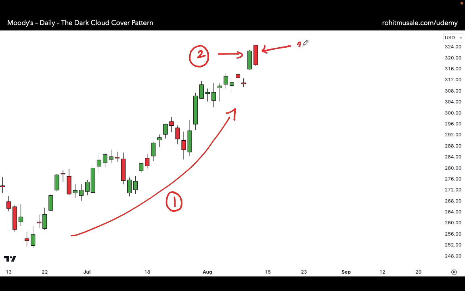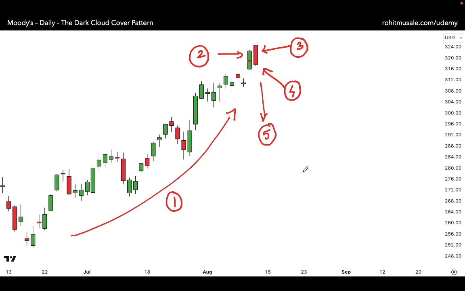Condition number three, the second candle should be a tall red real body. Condition number four is that the second candle should close below the midpoint of the first candle's real body. So if this is the midpoint, the closing of this red candle should be below that midpoint. Condition number five, ideally, the second candle opening should be above the high of the prior green candle. Okay, so these are the conditions to identify the dark cloud cover.